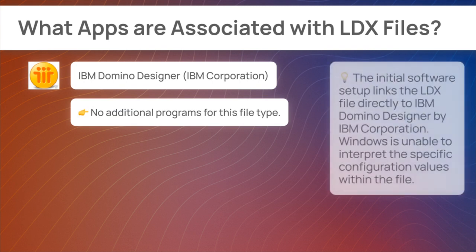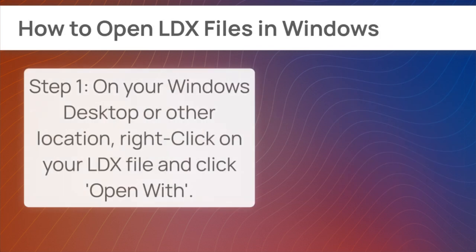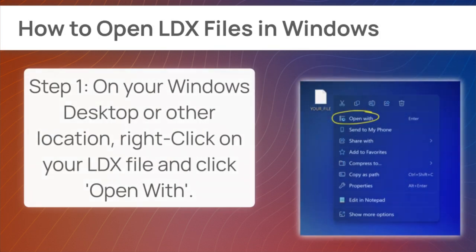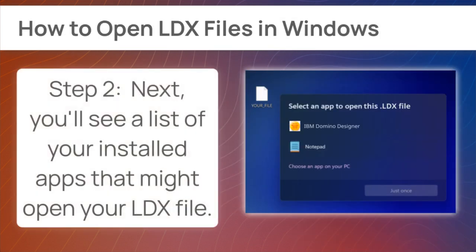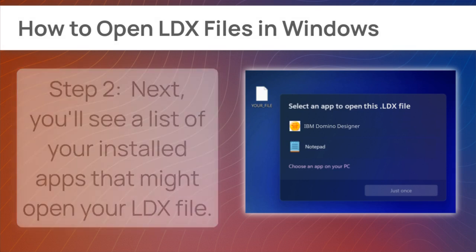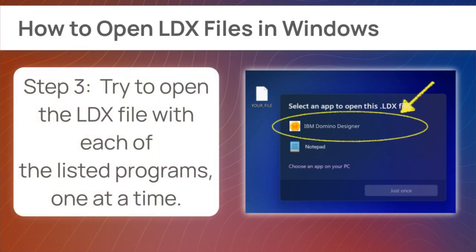The raw visual data is present, but Windows lacks the necessary parser to display it correctly. Windows can open scripts for review, but running them depends on compatible tools. Your first troubleshooting move: right-click your LDX file and select Open With. See if IBM Domino Designer is available and test it. If it is not visible, select a different program. Testing multiple openers is standard practice.